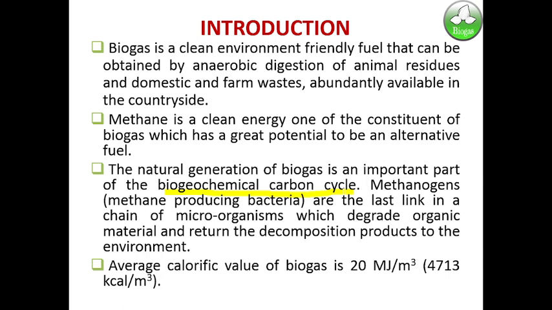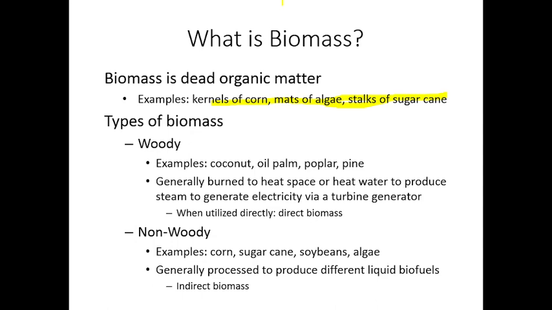What is biomass? It is any organic matter, meaning hydrocarbon, whether carbohydrate, lipid or cellulose. Anything organic, like kernels of grains, algae, stalks of sugarcane, any dead organism, anything that comes from living things, either plants or animals, is organic matter. Types of biomass: first is woody. Woody means coconut shell, palm oil, pine. These are different woody materials generally burned to heat spaces, and they are utilized as direct biomass.